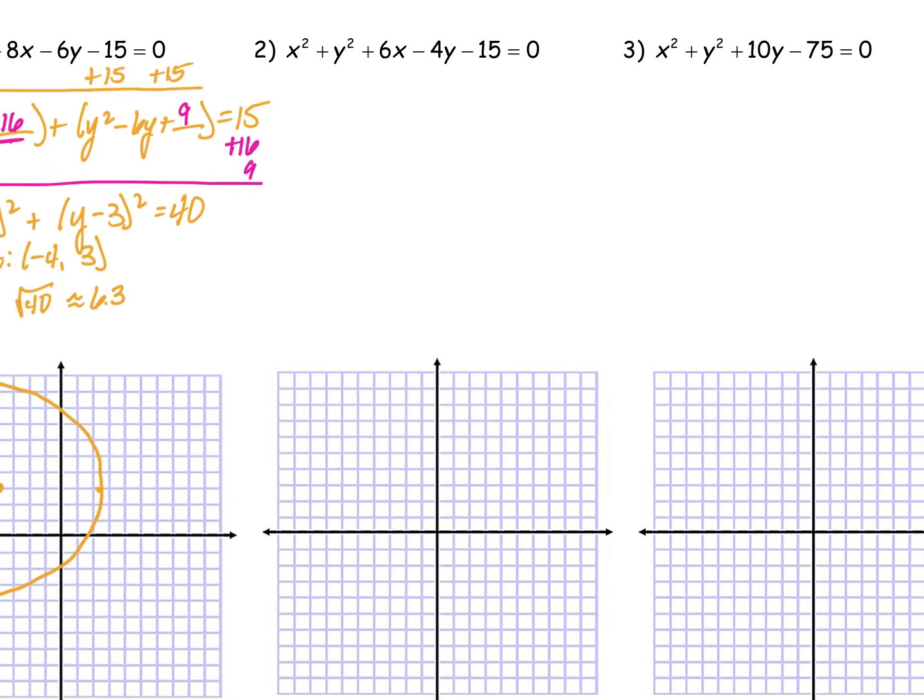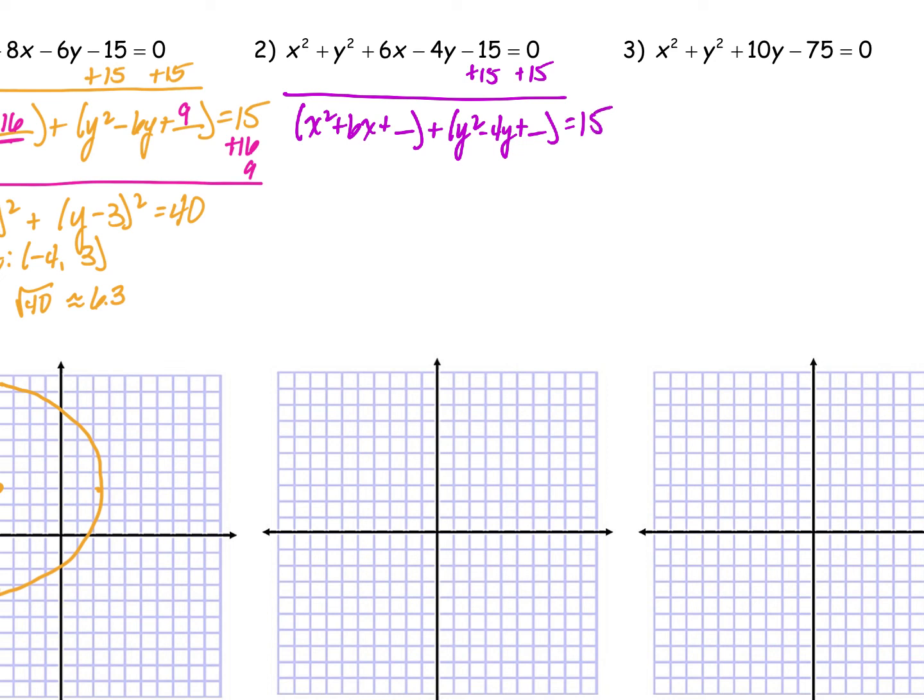So I'm going to subtract 15. I'm going to add 15 again. I'm going to have to write smaller this time. So I've got x squared plus 6x plus some number plus y squared minus 4y plus some number equals 15. So what's that number that goes on here? Well, half of 6 is 3. 3 squared is 9. And I add 9.